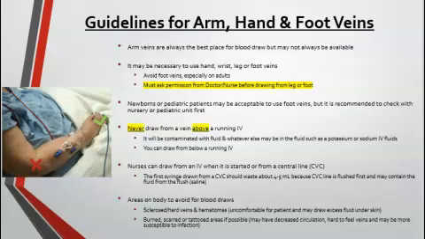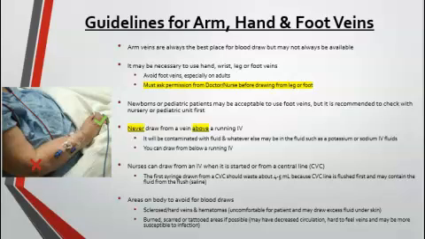For our pediatric patients or our newborns, it's a little bit more acceptable to use our foot veins, but it's always recommended to check with our pediatric units or our nursery units first before drawing from foot veins.